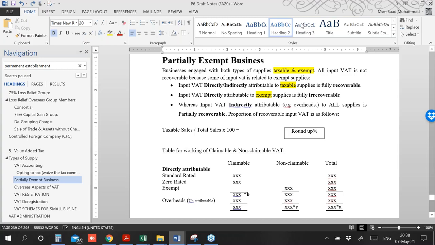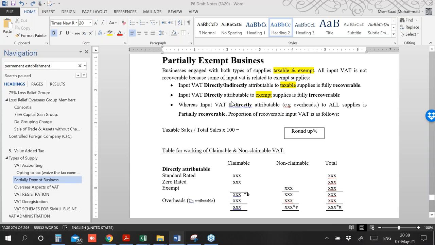So what are these tests? There are three tests and there is one condition. So condition means that the condition needs to be fulfilled before applying the test. If the condition does not get fulfilled, we will not be applying the test. So what is the condition? The condition is, guys, that your exempt sales should be 50% or less than of your total sales.